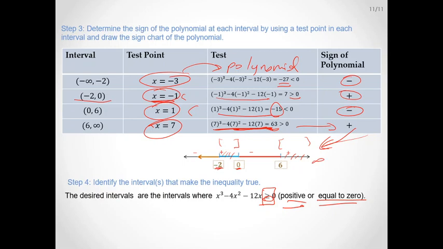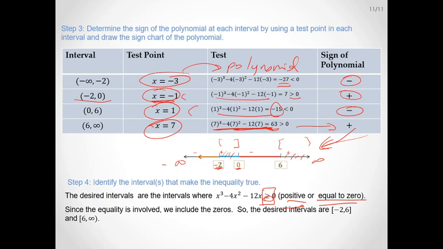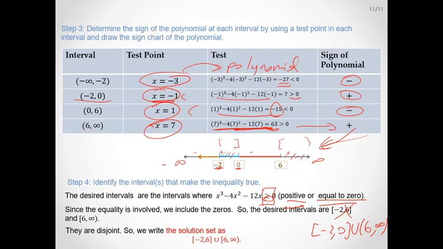So this is infinity and this is minus infinity. And we can write the solution as minus 2 to 0, union 6 to infinity. Okay, the answer is negative 2 to 0 and 6 to infinity. So this is the answer.